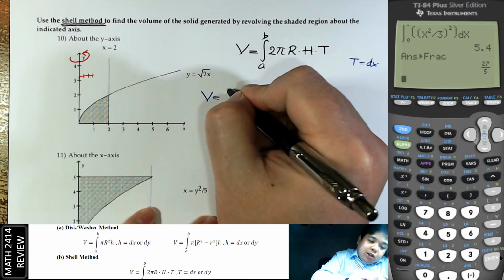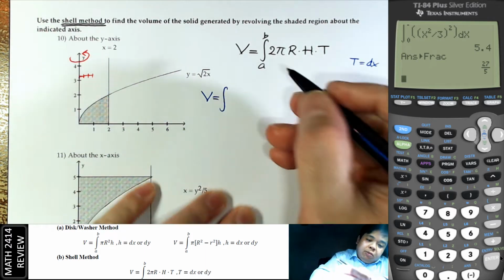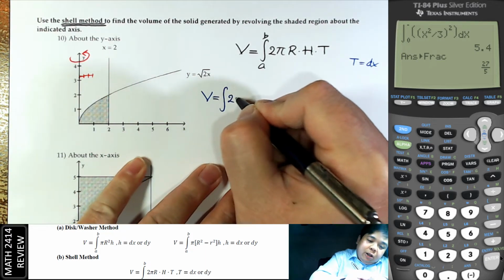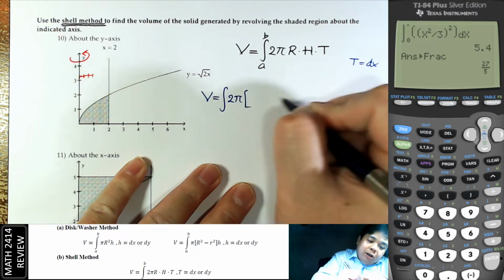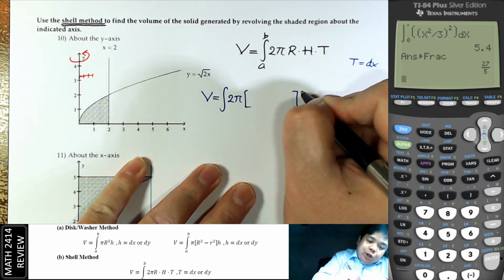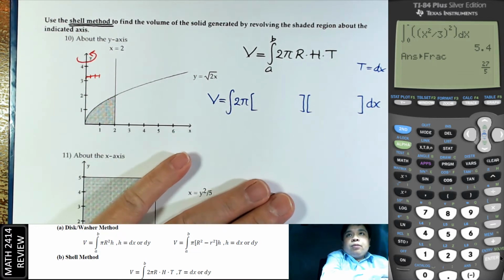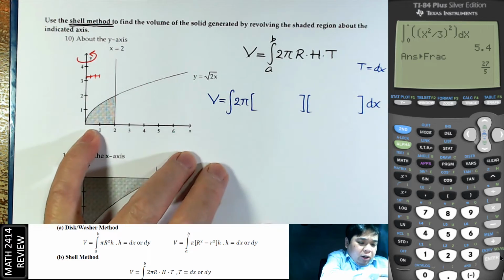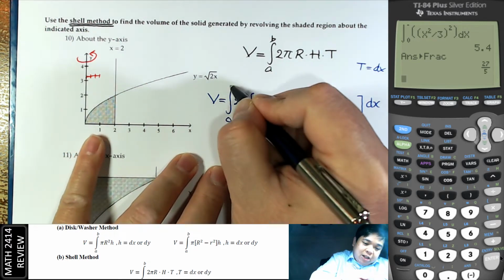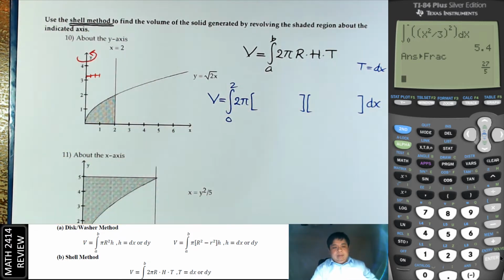Right, so the integral is going to be 2 pi r and then h. The t is dx. Now for this one, the region goes from 0 to 2, so that's the limit. Get that out of the way. Now what is r and what is h? The r here is different than what we have in the previous one as well.